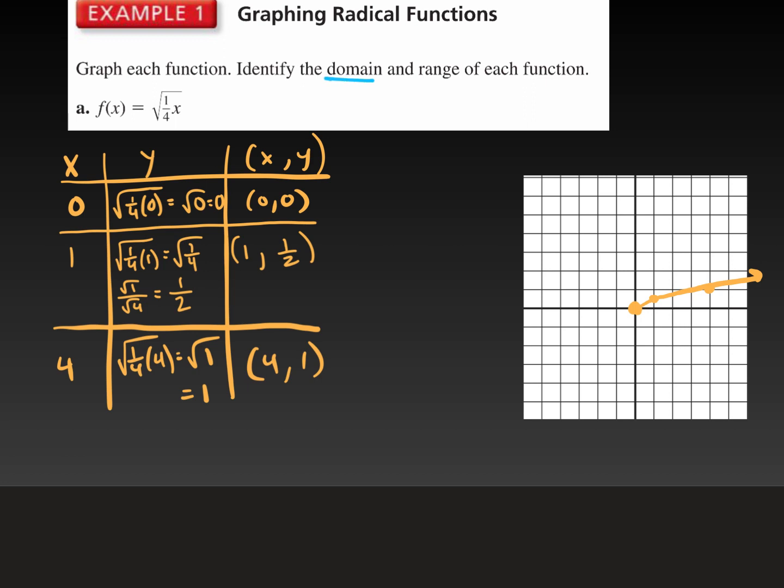And we also have to identify our domain and range. So for the domain, we're talking about x values. So our x values go from left to right.